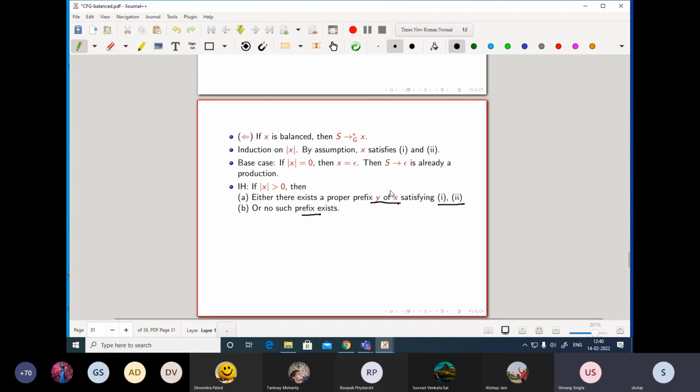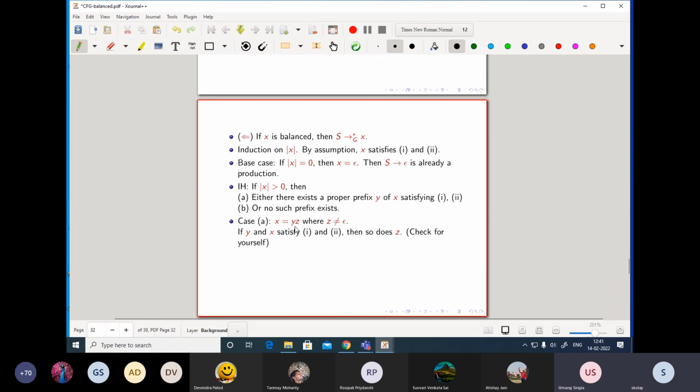Intuitively, you can understand that this is the case where x looks like alpha 1 alpha 2, and this is the case where x looks like bracket alpha bracket, because this is the place where I will consider y, which satisfies 1 and 2. It should satisfy 1 and 2, right? Because this is also a complete balanced expression. Okay, so this is intuitive. Now let's go into the formal proof.